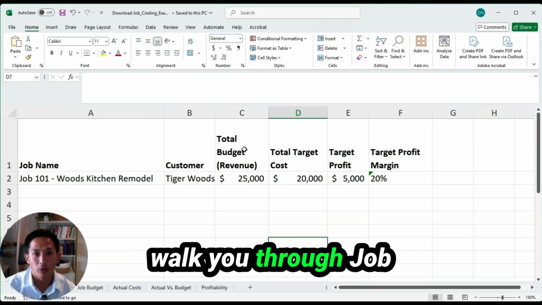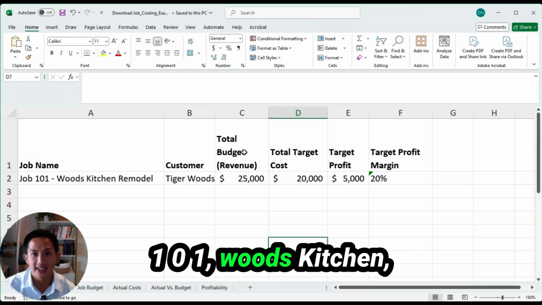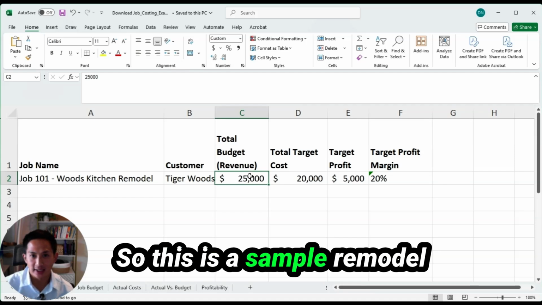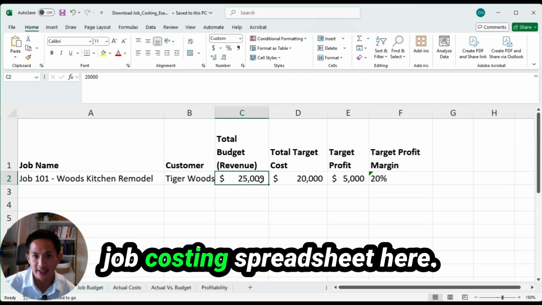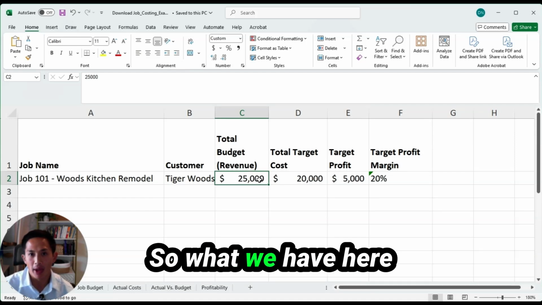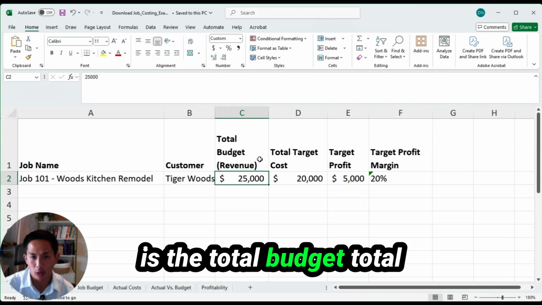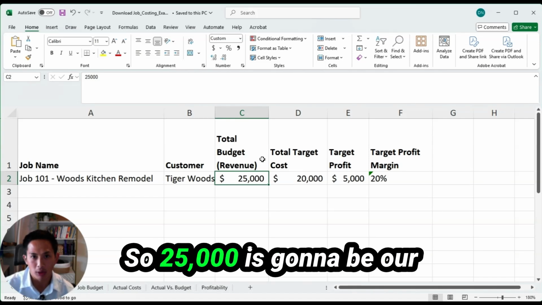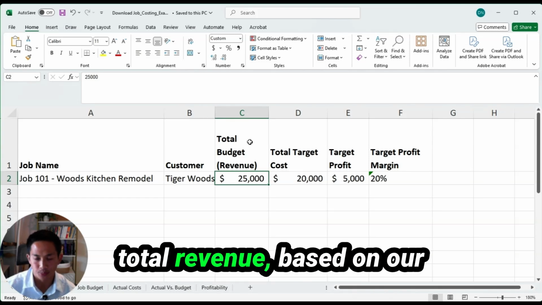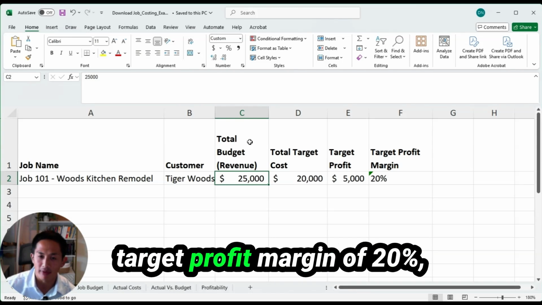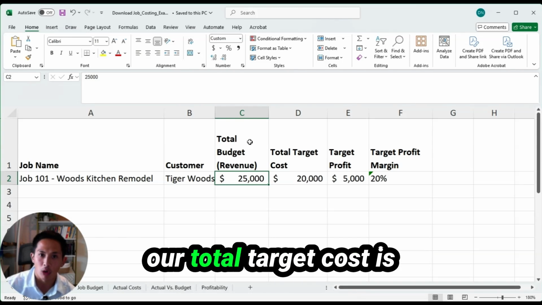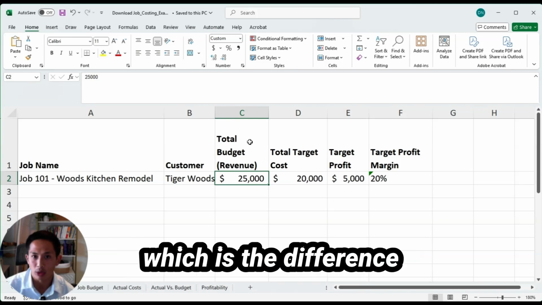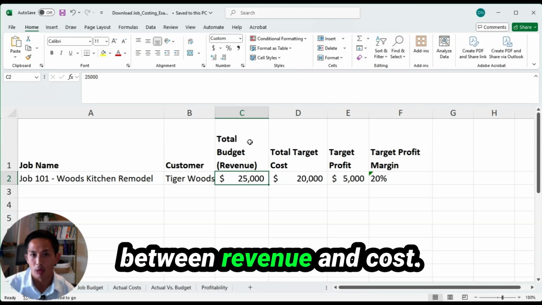All right, so we're going to walk you through Job 101, Woods Kitchen Remodel for Tiger Woods. So this is a sample remodel job costing spreadsheet here. What we have here is the total budget, the total amount that we're going to receive from the customer once we complete the job. So $25,000 is going to be our total revenue. Based on our target profit margin of 20%, our total target cost is going to be $20,000. And our target profit will be $5,000, which is the difference between revenue and cost.